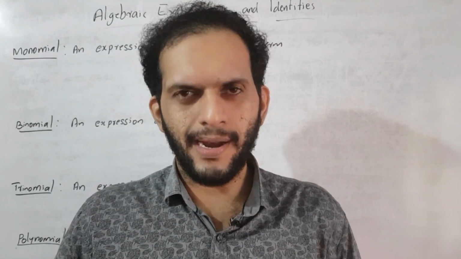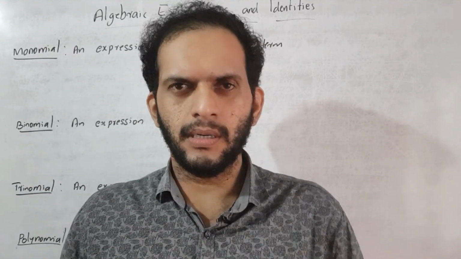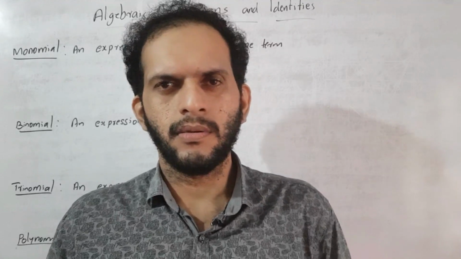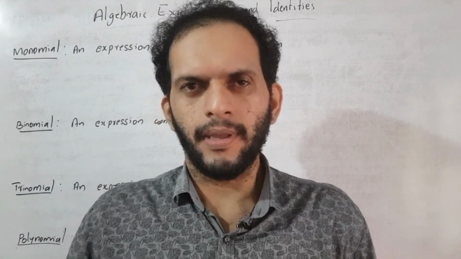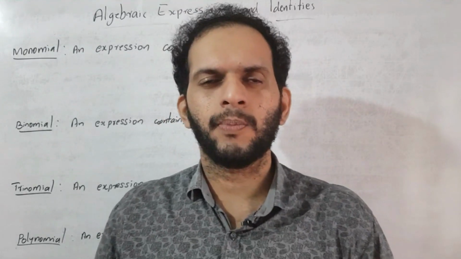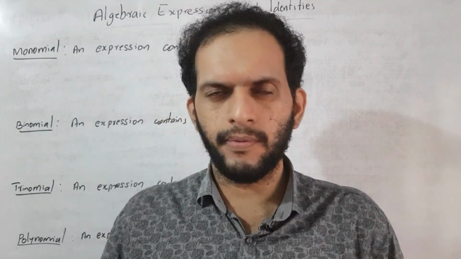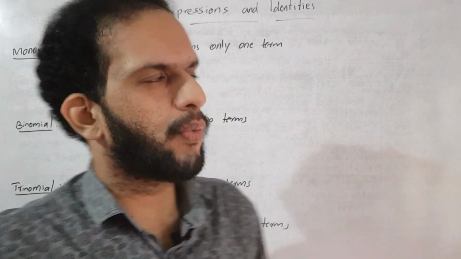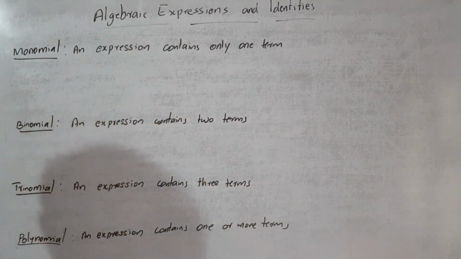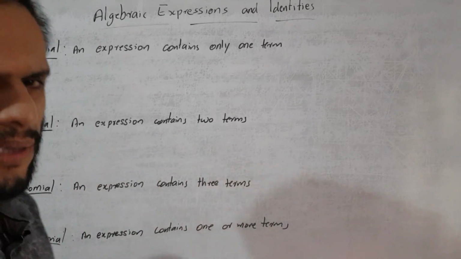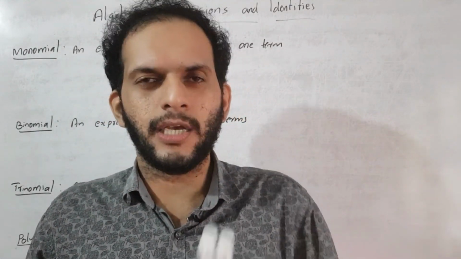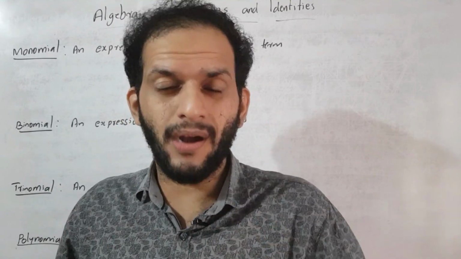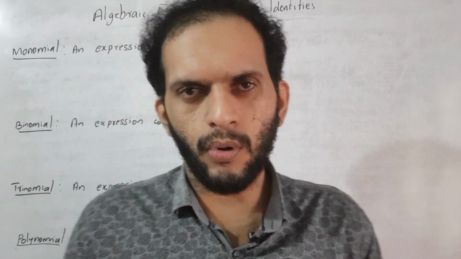Now we got the idea about term, factors, coefficient and expressions. Correct? Next we divide the expressions according to the number of terms. The first one is monomial. An expression that contains only one term is called a monomial.